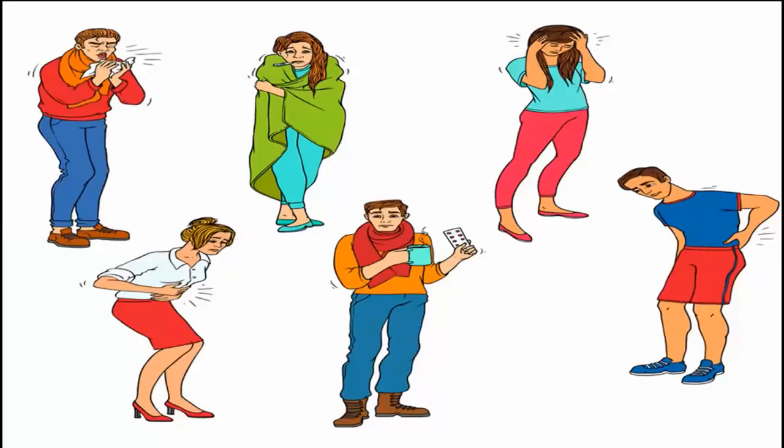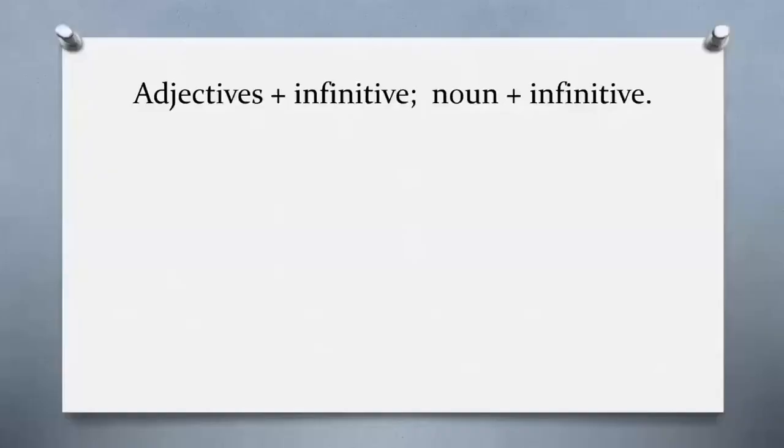The first one is the cough. The second one is the cold. The third one is the headache. Number four is the stomachache. Number five is the flu. And the last one is the backache. So let's continue with our grammar.